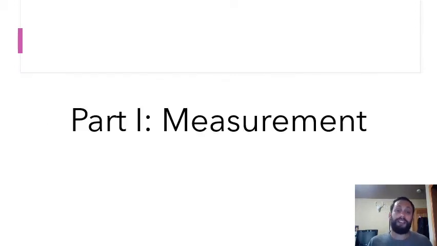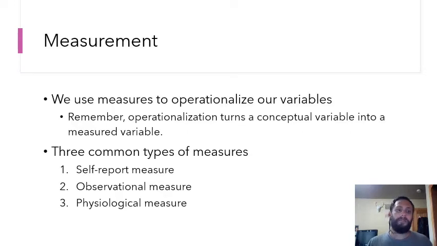So let's start off by talking about what measurement is overall. Measurement is what we use to measure. We use measures to operationalize our variables. So remember those conceptual variables before? These measures, our constructs, are what we're using in order to actually get at those conceptual variables.